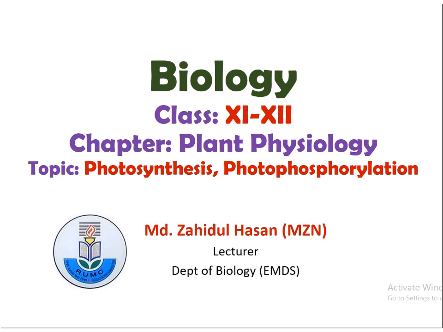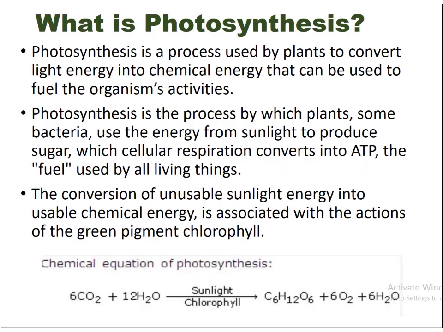So, today we are going to learn from the chapter Plant Physiology, and today our topic is photosynthesis and also the photophosphorylation. Okay, so let's start with the photosynthesis. So, what is photosynthesis? Photosynthesis is a process which is used by plants to convert light energy into chemical energy, and that can be used to fuel the organism's activities.